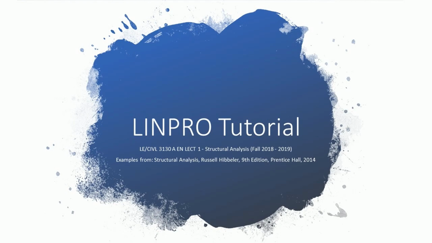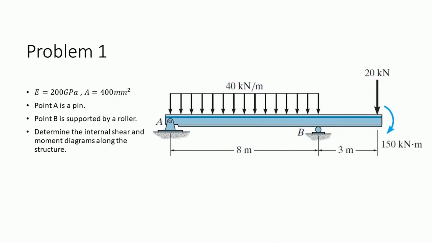of the structure. The first problem we're going to solve is a simply supported beam, which you can see is supported by a pin and a roller. It also has a distributed load, point load, and a point moment by the end. The section properties will be the default settings from Linpro, and we're looking for the shear and moment diagrams of the structure.